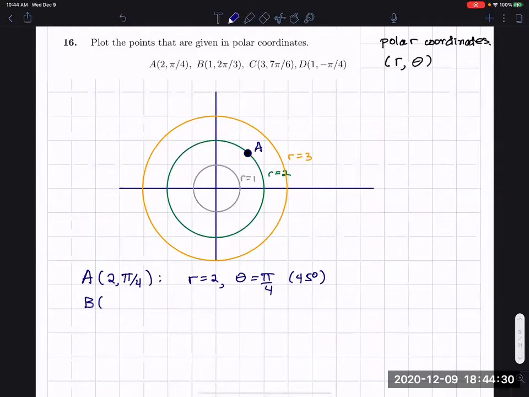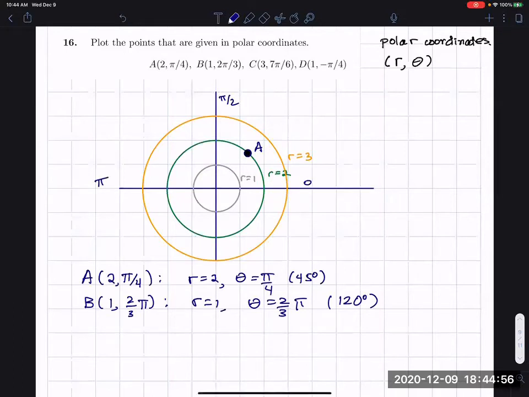Next for B, I have 1, 2/3 pi. So r is 1 and theta is 2/3 pi, which you could think of as, pi over 3 is 60 degrees, and 2 times that makes 120 degrees. I don't usually like to think in terms of degrees, but let's see. Pi over 2 is up here. Pi is here, so maybe we can label that. 1/3 of pi is somewhere up here, and 2/3 pi is somewhere here where I just drew it.